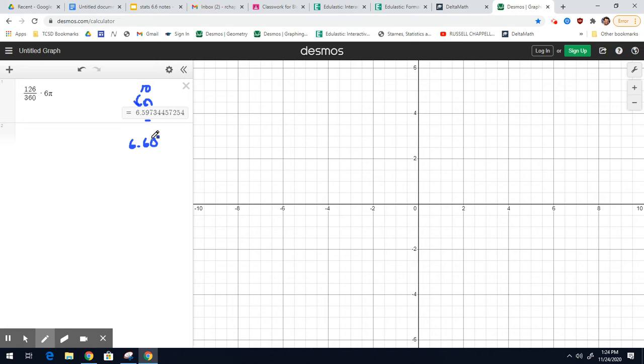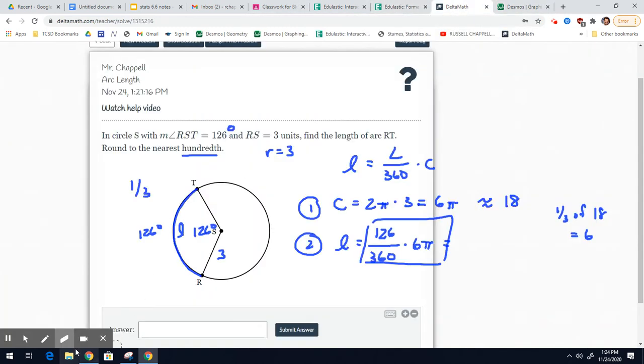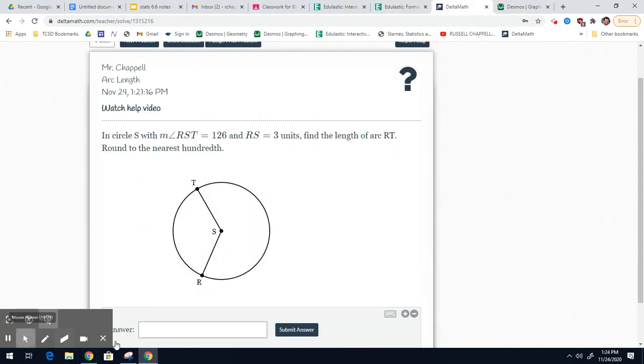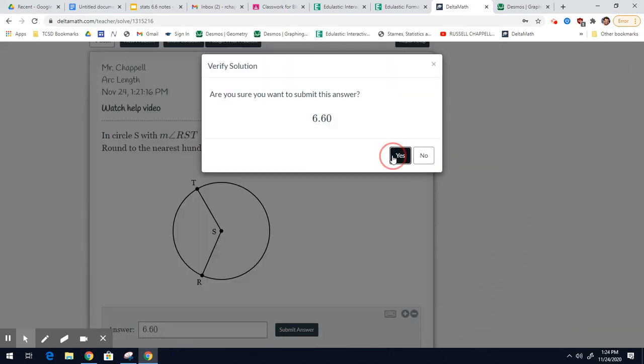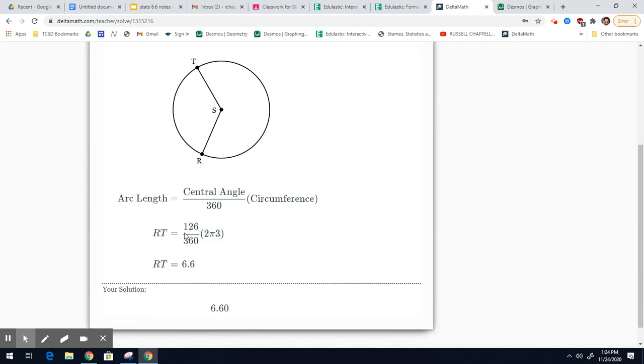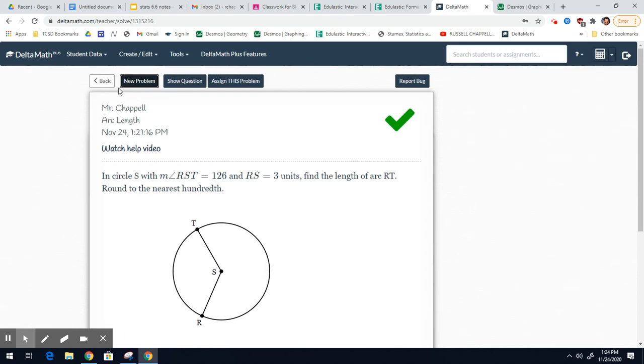This answer is 6.60. That is tricky, right? Because if you round 0.59 up, it becomes 0.60. So be careful with this rounding. I hate if you get the problem wrong just because you can't round right. 6.60. So I come back here, as we thought, 6.60. There we go, and we are correct.